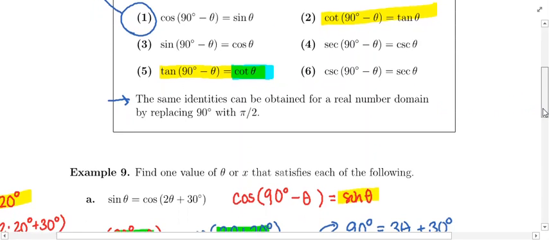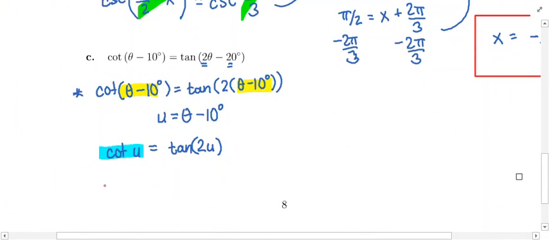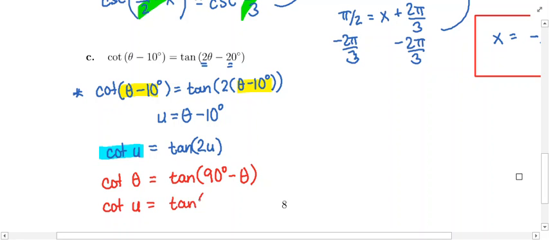So if I just switch the sides here, I'm going to get that the cotangent of theta is equal to the tangent of 90 degrees minus theta. So this is going to be the identity that I'm applying here. I need to change the variable. Instead of theta, I'm going to be using u. So this is what my equation turns into.